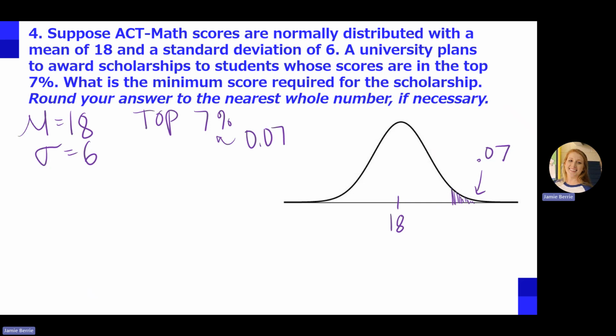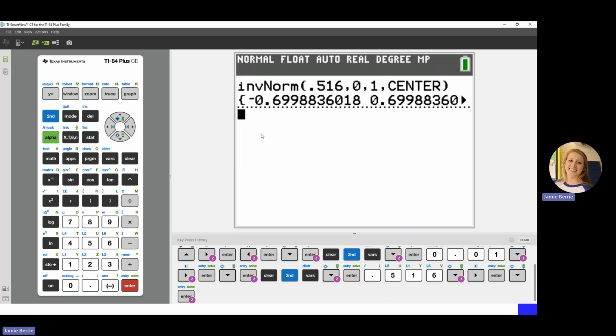So now we've got everything we need. We know that our mean is 18, our standard deviation is 6. We know the area under the curve is 0.07. And then we know it's shaded on the right. All right, so let's put all that in.